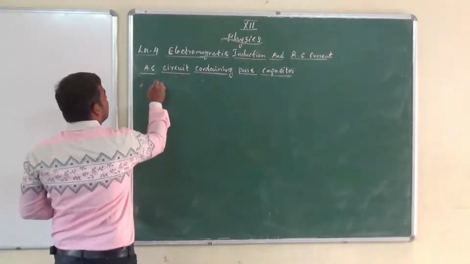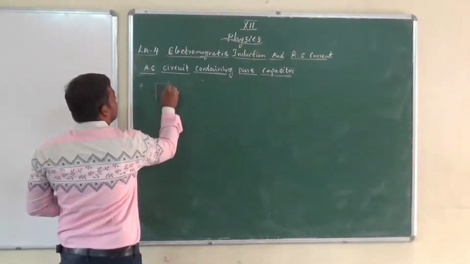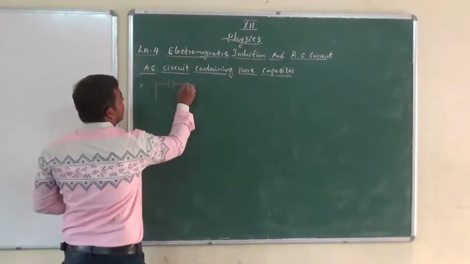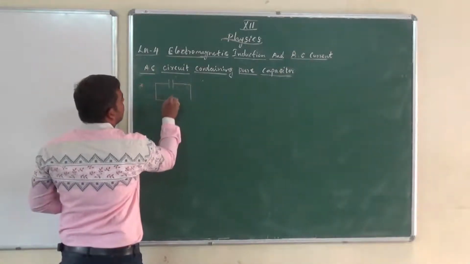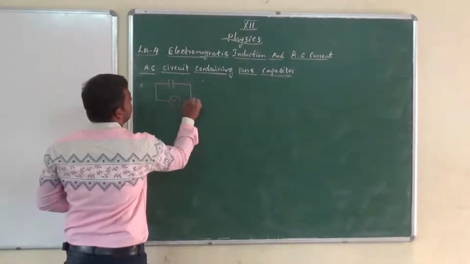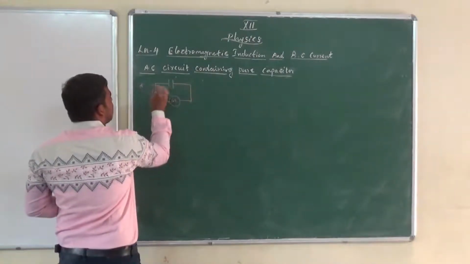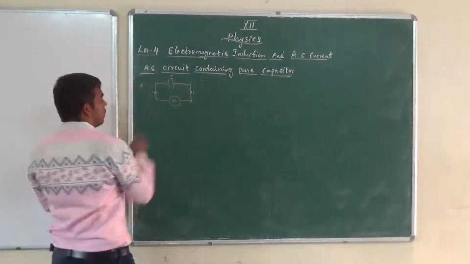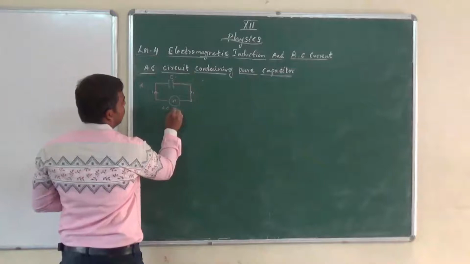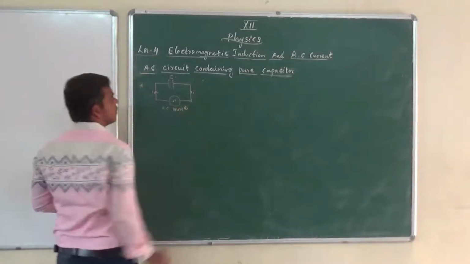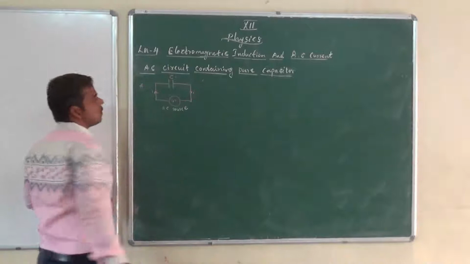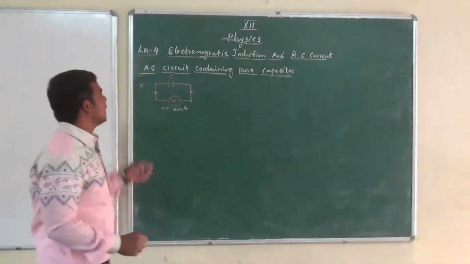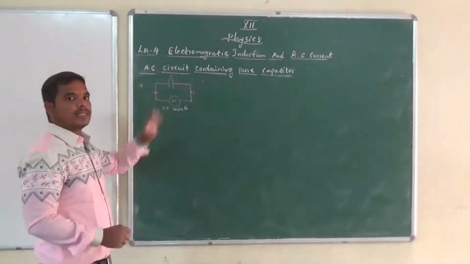See, this is the diagram of capacitance. Alternating source, current, capacitance. What is this? This is called the AC source. The capacitor gets charged. So I'll explain the circuit.